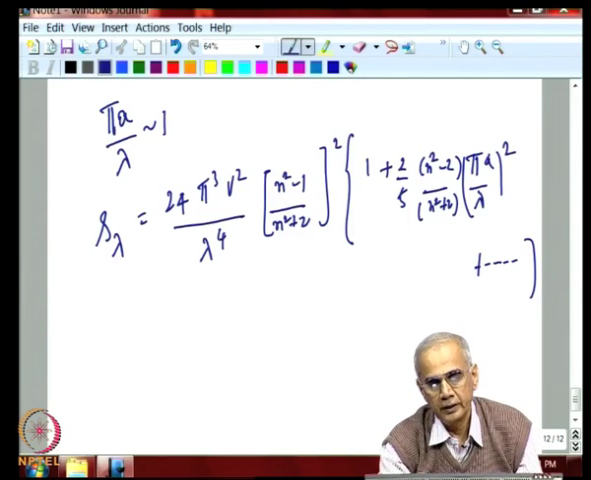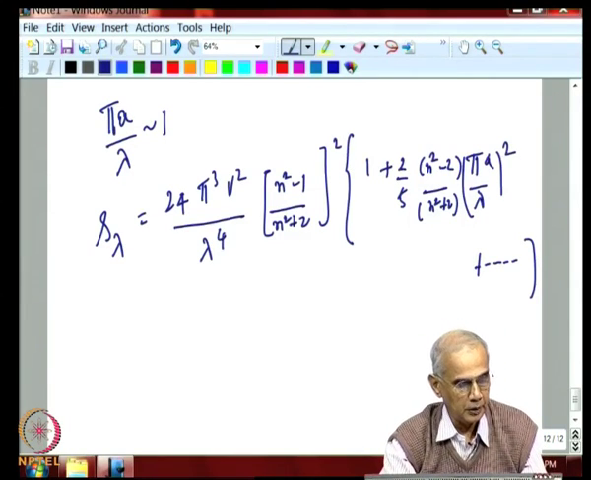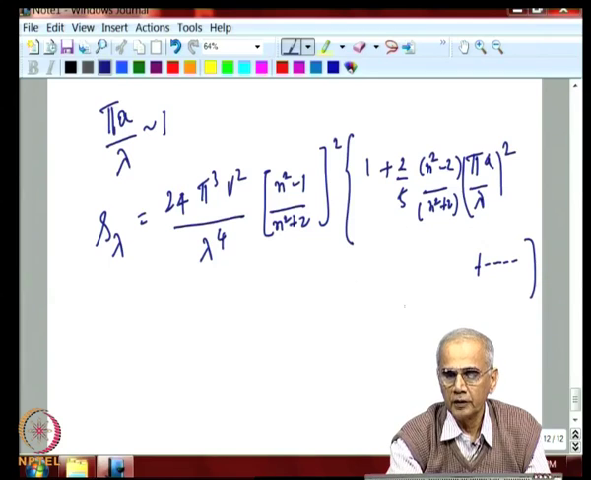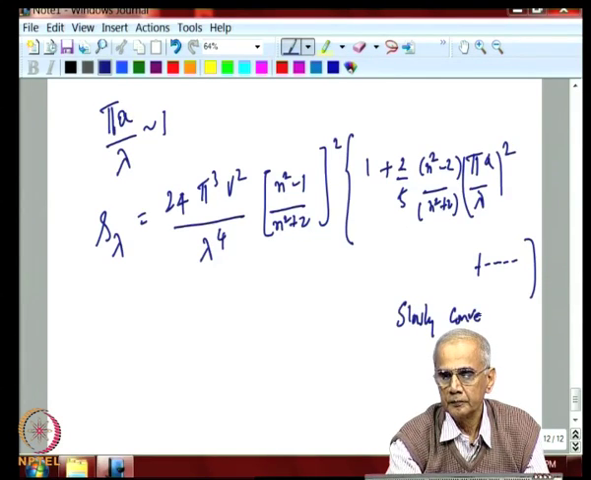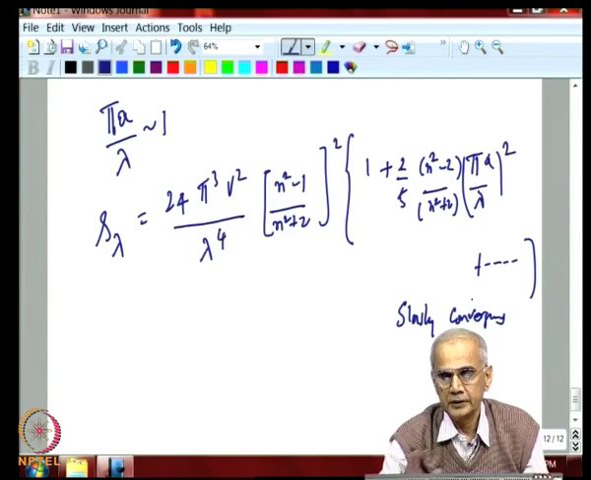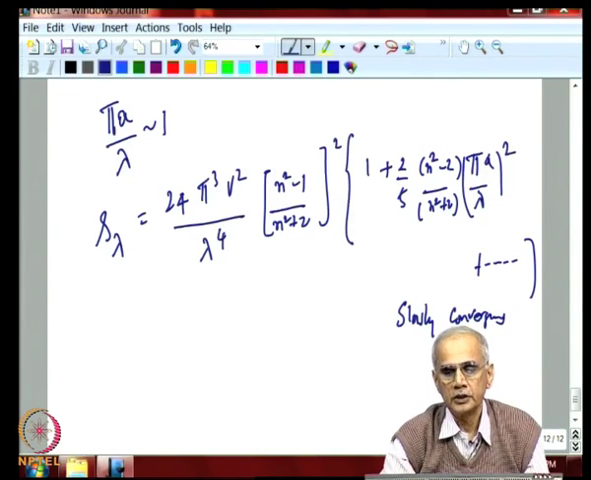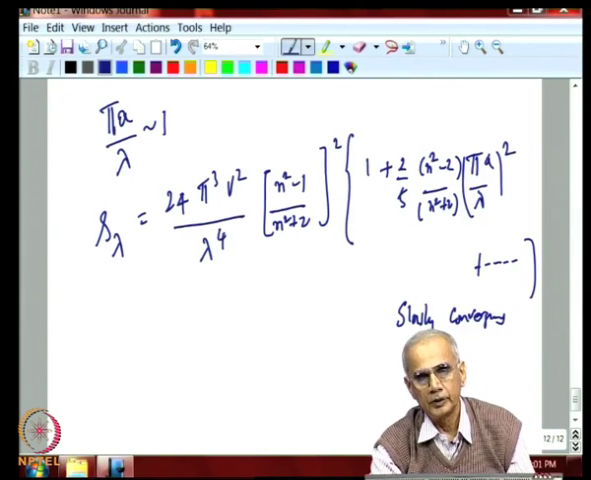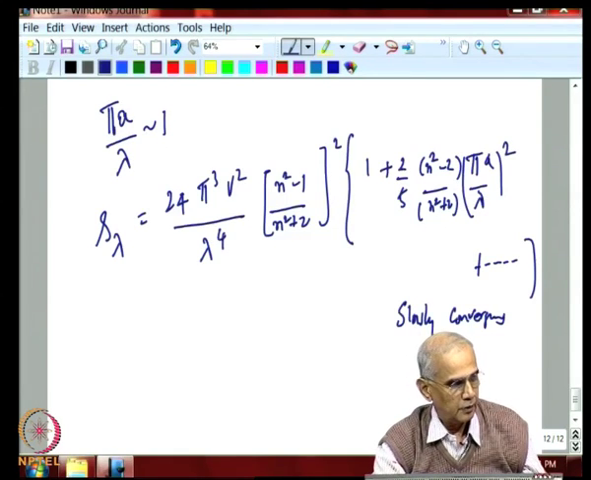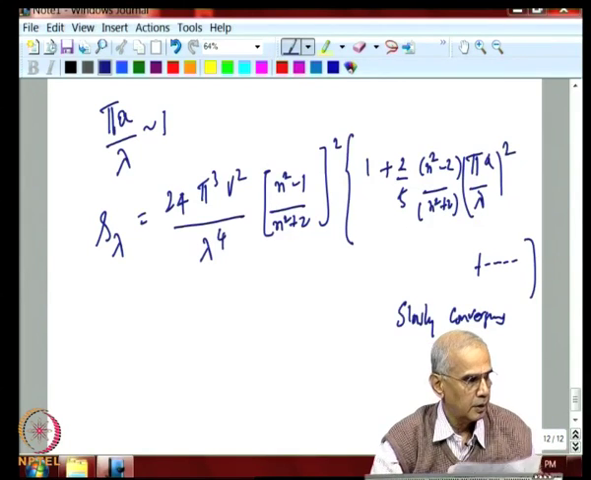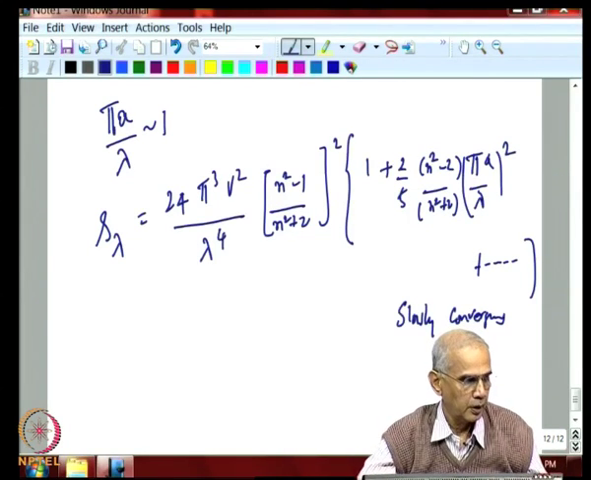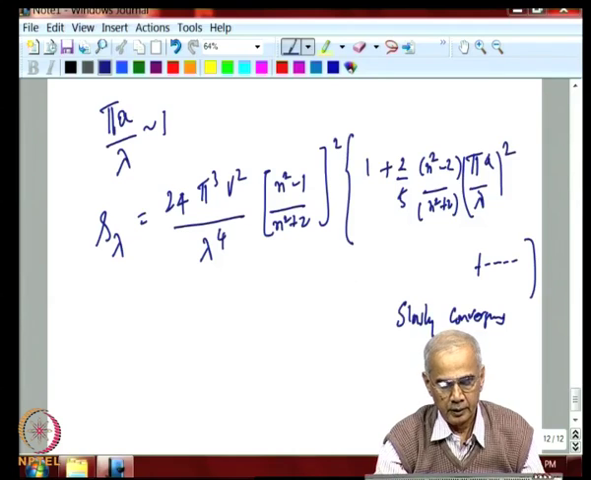So, this is a fairly difficult expression to calculate, a slowly converging infinite series, and so this calculation normally is very time consuming. So, you will not find simple results for Mie scattering in any textbook, because it is a much more complicated equation that we have to deal with.